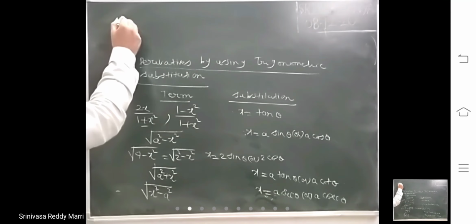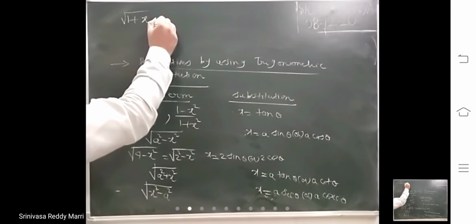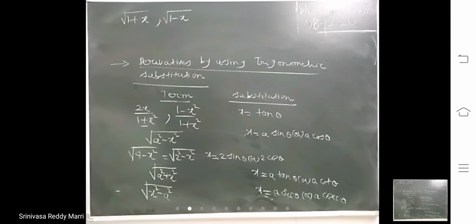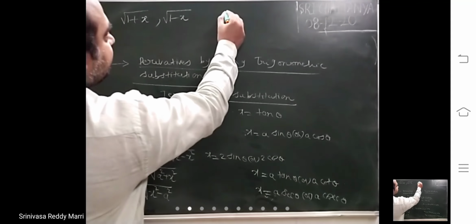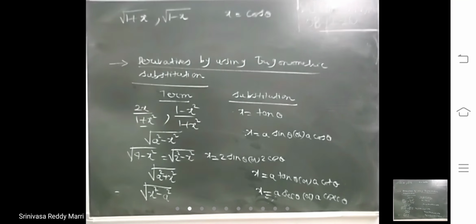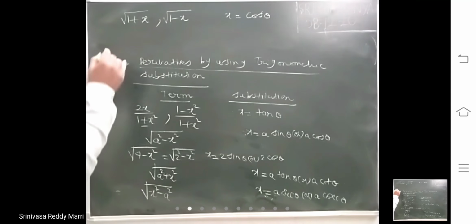Suppose you got the terms root of 1 plus x, root of 1 minus x. Root of 1 plus x, root of 1 minus x. For root of 1 plus x and root of 1 minus x, the substitution you have to take is x equal to cos theta. So these are some substitutions. We will see how to apply this. And you have to remember the rules.